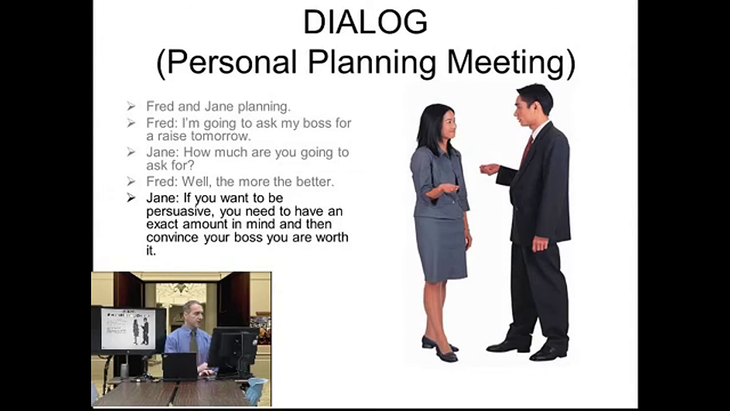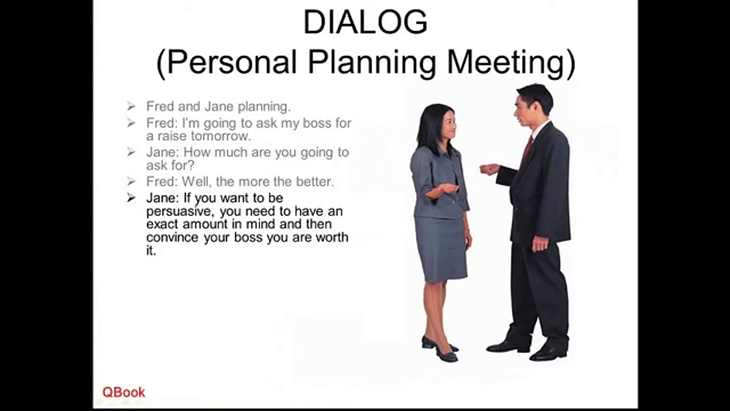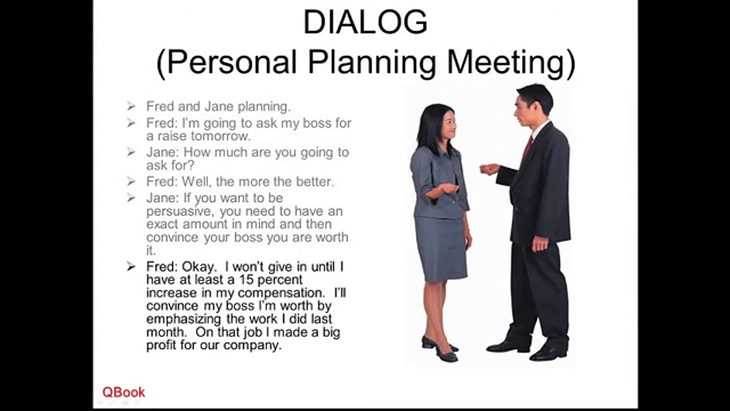And Jane responds by pointing out, if you want to be persuasive, you need to have an exact amount in mind and then convince your boss you are worth that amount. Right? There's a really key point. So right here, this sentence from Jane is the key point of what we're looking at today. If you want to be persuasive, you're going to have a number and attach a value to that number.